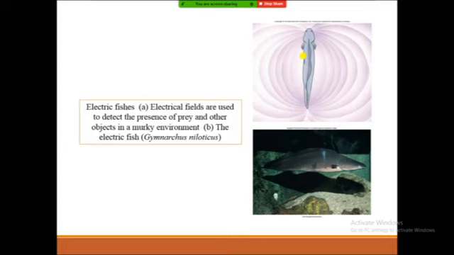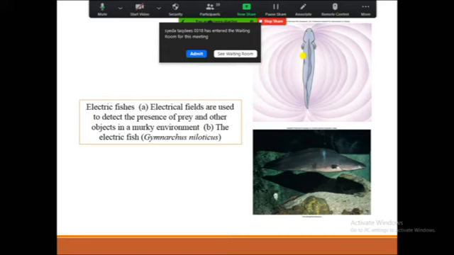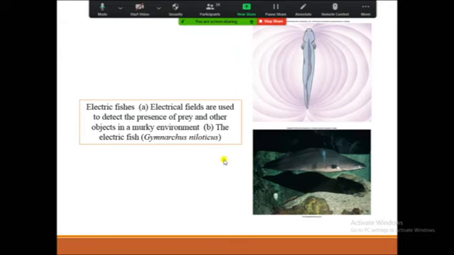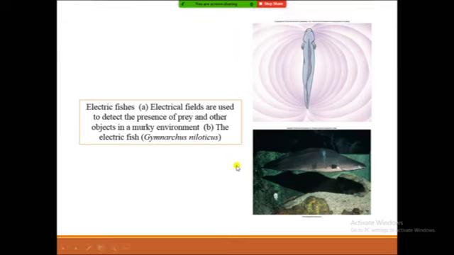Next are the electric fishes. Electric fields are used to detect the presence of prey and other objects in a murky environment. Murky environment means the water is generally not very clear, so their eyes are not in a condition to detect a clear view of any object, prey or predator. So they may use their electric organs or the electric field to detect the presence of other organisms. And this is the name of the electric fish, Gymnarchus niloticus.